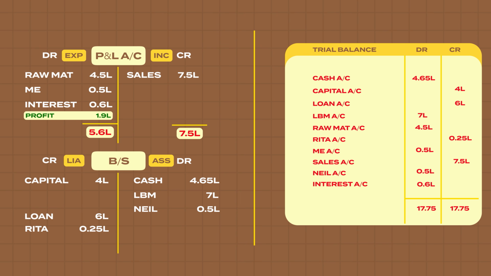And the profit figure in the P&L must get transferred to the balance sheet. This profit is a credit balance. The credit side of P&L was heavier than the debit side. It's a net credit. Even though it appears on the debit side, it is a credit balance. And therefore, it gets transferred to the credit side of the balance sheet, which is the liability side. And let's find out, does this balance sheet balance?